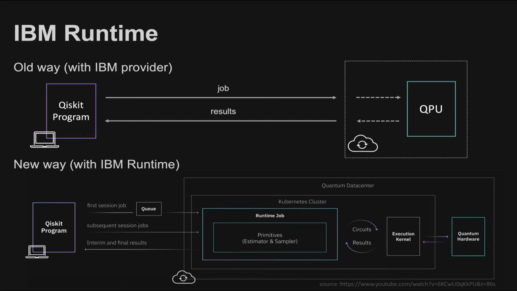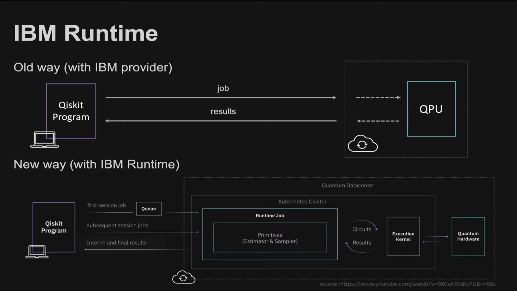So with this new model, what we send is not just the circuits to get executed, but a primitive job that would then be executed in the cloud in a more efficient way. The circuits will be sent to the quantum hardware. Interim results will be sent back to the classical processor so that parameters could be updated and sent back to the quantum processor, and the process will repeat until the whole program executes. Then the final results will be sent back to our local machine.